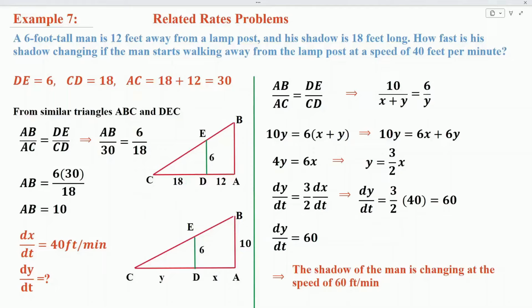Comparing two triangles, one is the bigger triangle ABC, the other is the smaller triangle inside it, DEC. From the big triangle, we write perpendicular over base, AB over AC. From the smaller triangle, we write perpendicular over base, DE over CD.